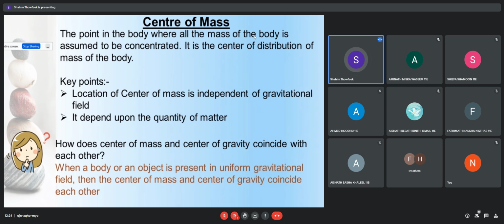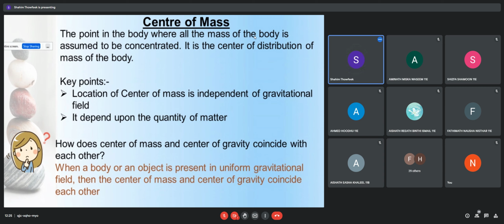In center of mass, the point in the body where all the mass of the body is assumed to be concentrated. Here we are talking about mass, but in center of gravity we are talking about the weight of the object. Here, the mass of the object is assumed to be concentrated. It is the center of distribution of mass of the object.